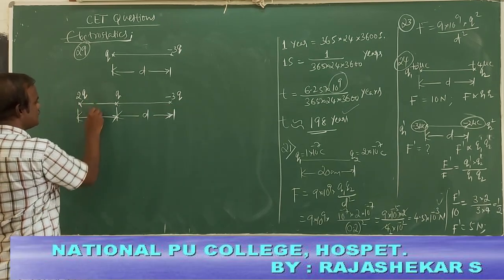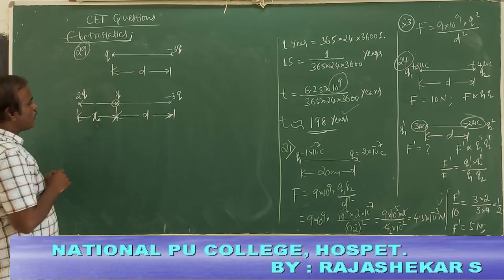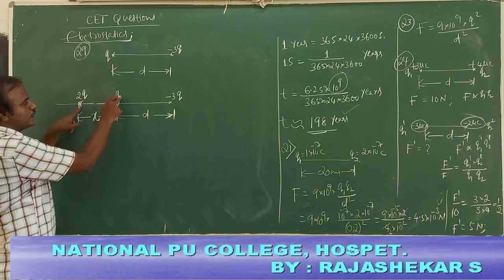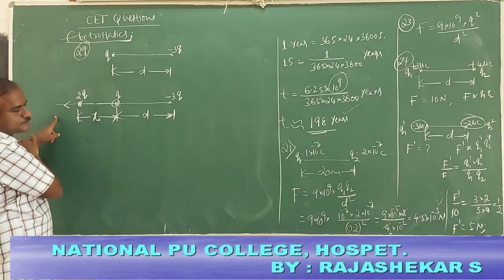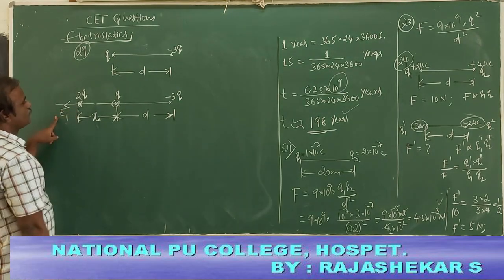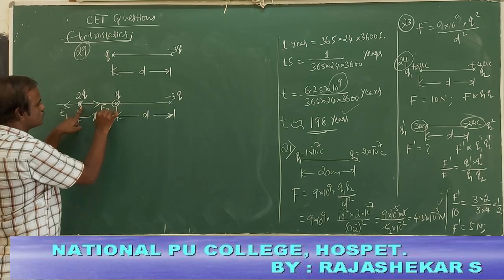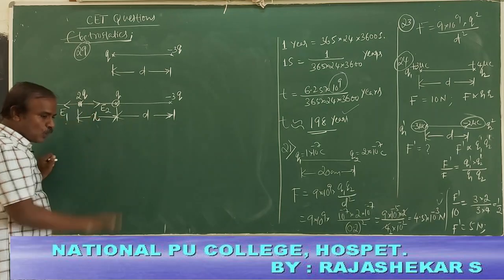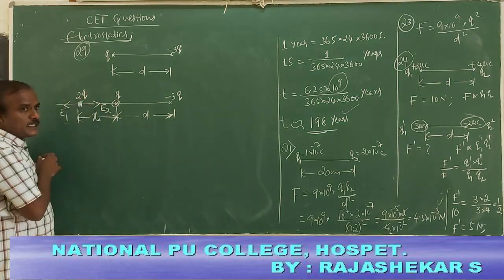Let us take X here. What is X? It is measured from the smaller charge on this side. Why? Because look at this point. At this point, what is the field due to this positive charge? Away, E1. What is the field at this point due to this charge? Towards, E2. So two fields are acting in opposite directions, therefore the net field will be 0. At that point the net force on any charge placed will be 0.